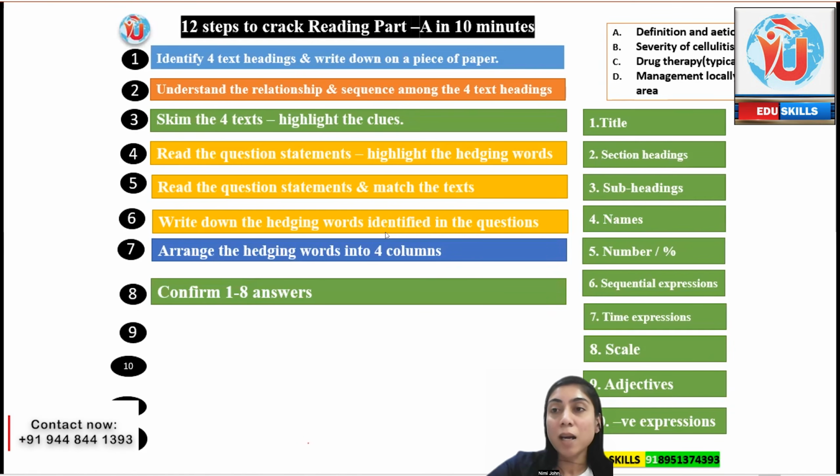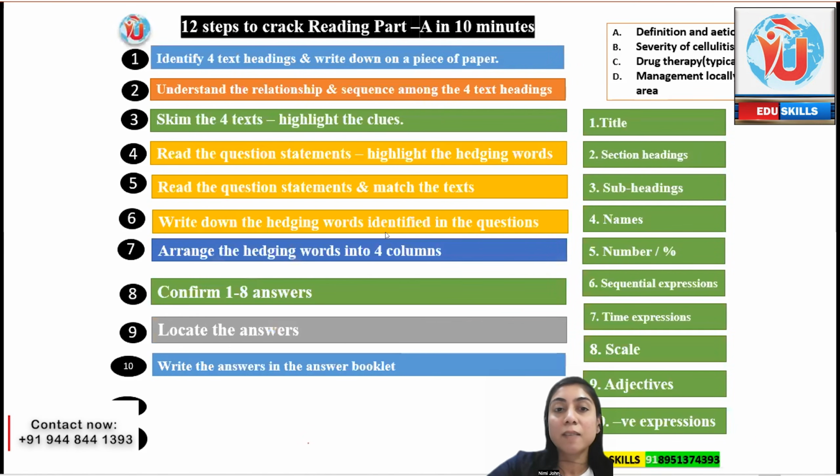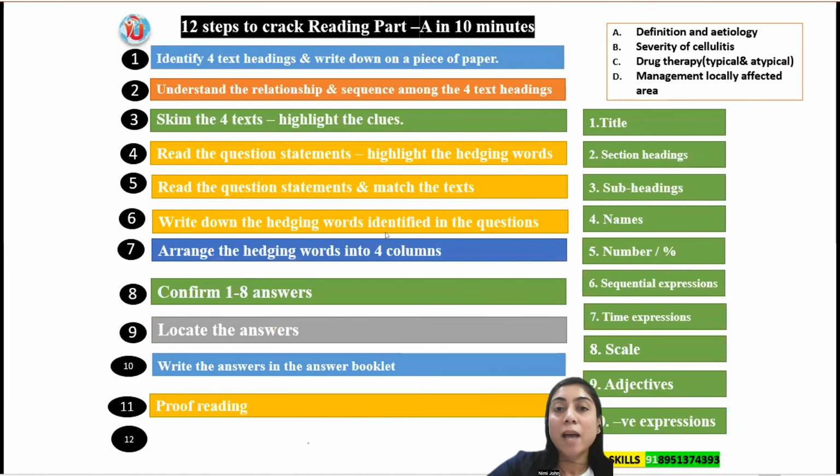So begin with the first question onwards. Then locate the answer. Write the answer in the answer booklet. So in the OET exam, we have a question booklet and answer booklet. We have to write the answer, which is a copy and paste exactly what is given in the text. In the question booklet, there is a space given to us.